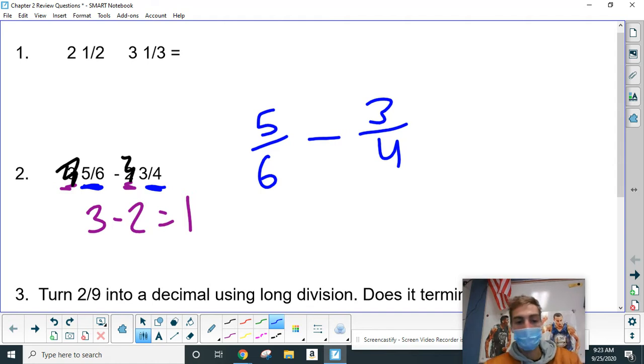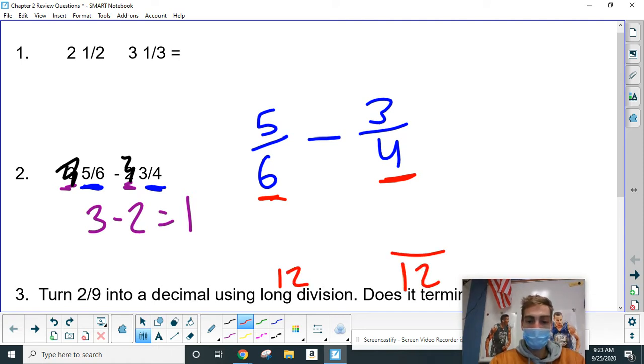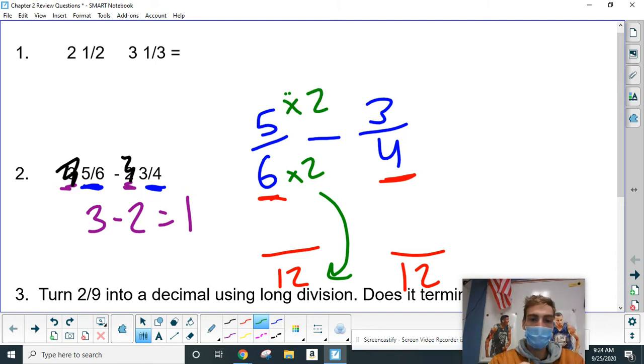Now you're probably thinking, okay, first thing I got to do is change that denominator to a common denominator. And so I'm thinking, what is a number that both 6 and 4 go into that's a small number? Well, 6 goes into 12 and so does 4. So I'm going to put them both over 12. And then we multiplied 6 times 2 to get to 12. So now we're going to multiply 5 times 2 to get to 10.